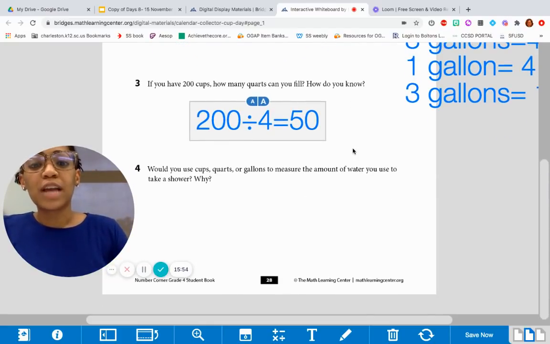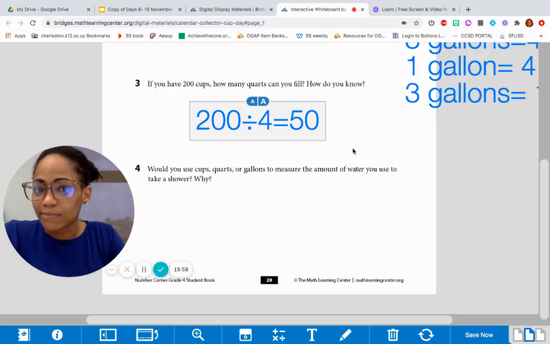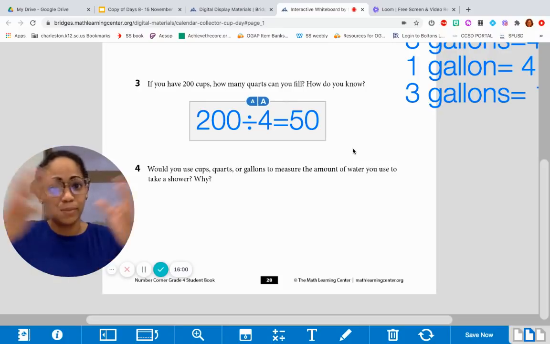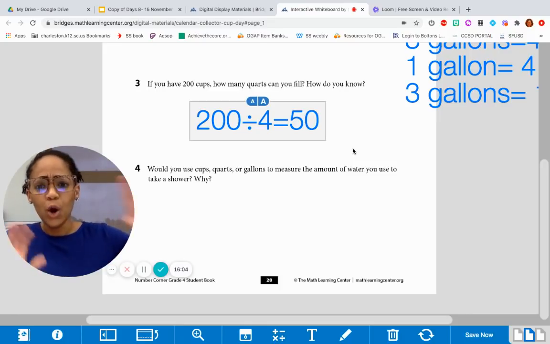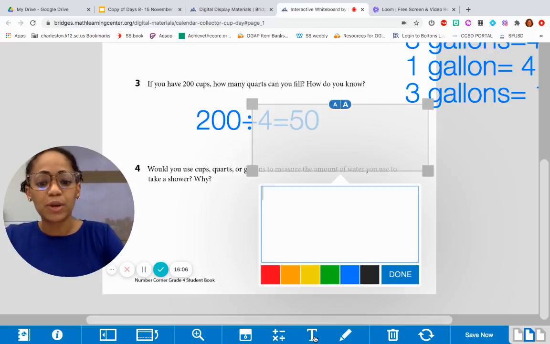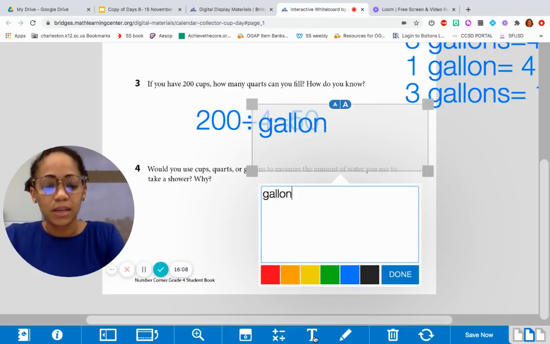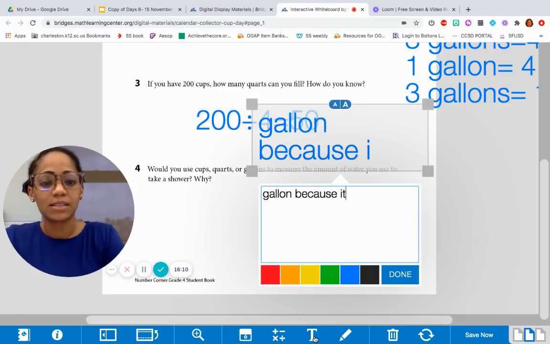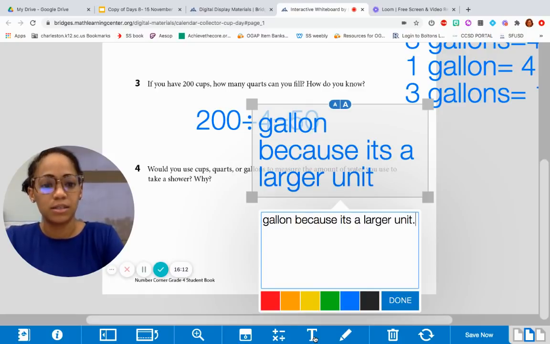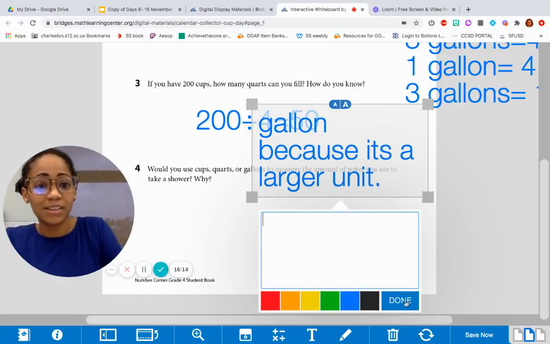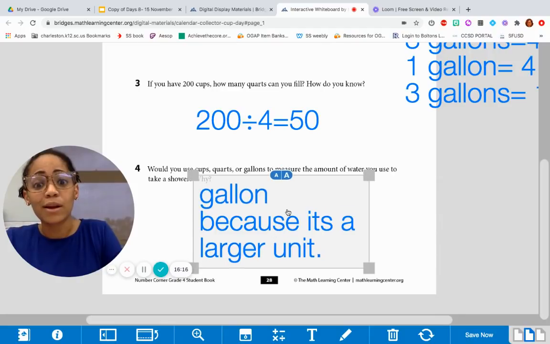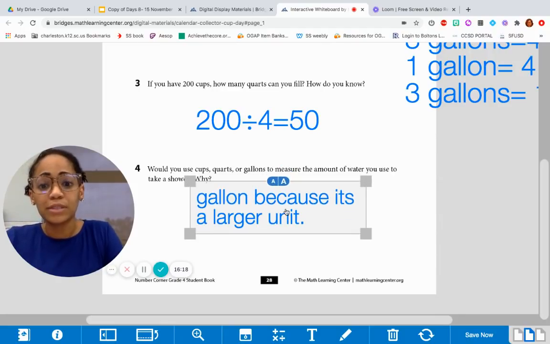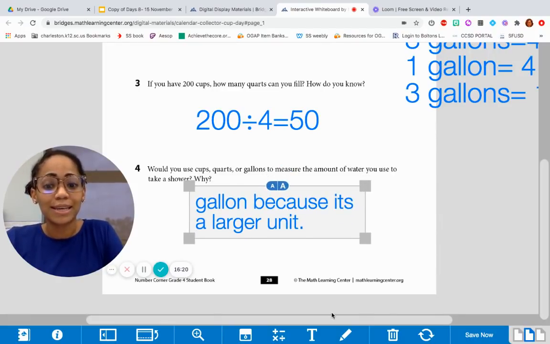Would you use cups, quarts, or gallons to measure the amount of water you use to take a shower? Now, this should have been easy because if you're measuring, that's a lot of water. Will we want to use this little thing? No. Right, so we're going to use a gallon because it's a larger unit. And I'm just going to leave it at that. When you shower, that's a lot of water that you're using. Definitely want to measure it in gallons.